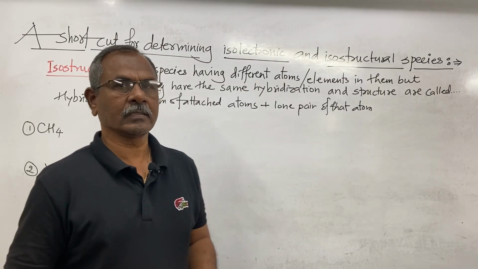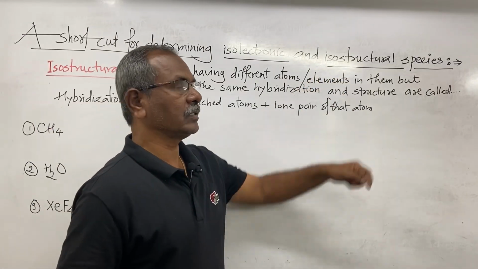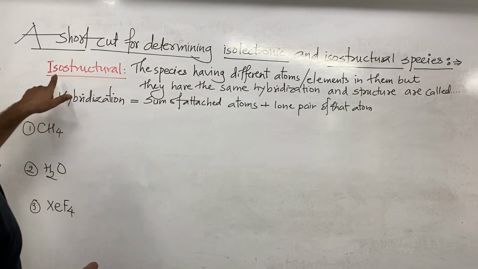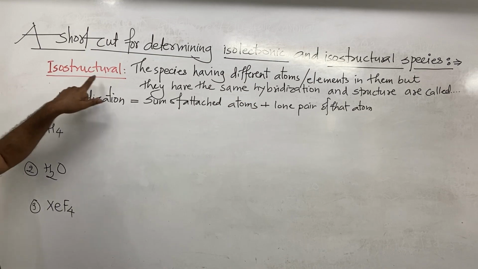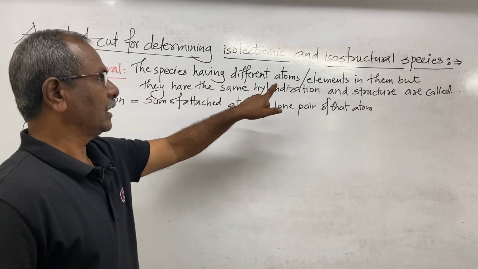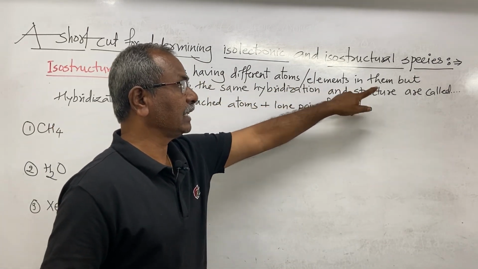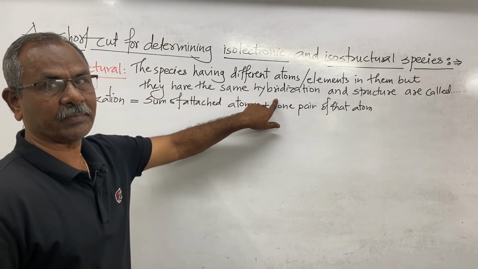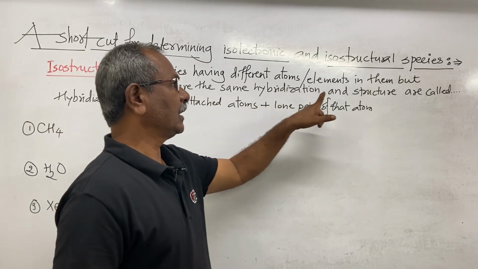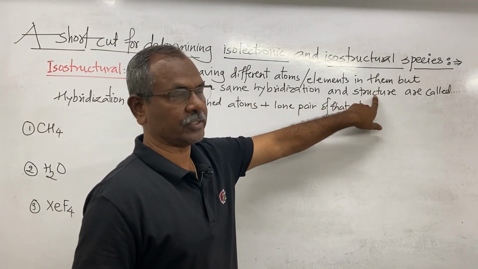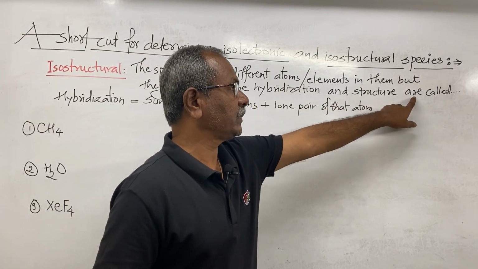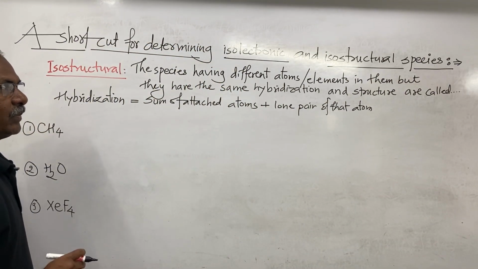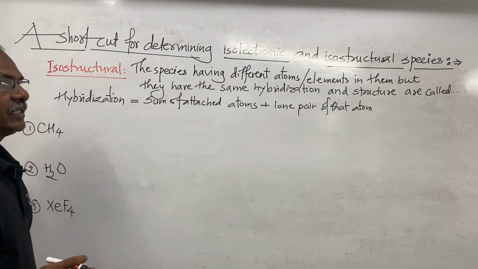Now we will discuss the isostructural species. So what is meant by isostructural? Isos means same structure, means the species having different atoms or elements in them but they have the same hybridization, means type of hybridization is same and therefore they have the same structure or shape. So such species are called isostructural.